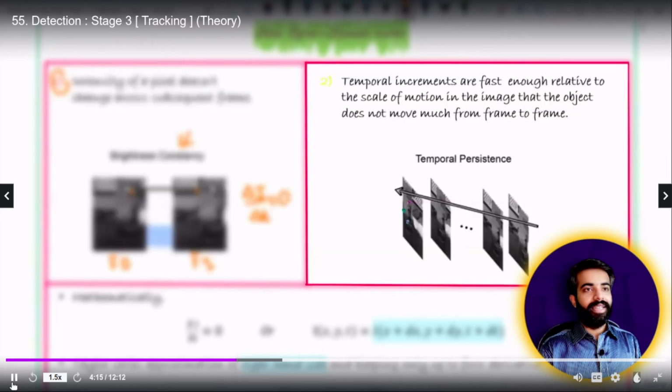The second assumption that he made was that temporal increments are fast enough relative to the scale of the motion in the image that the object does not move much from frame to frame. So if we have 2 consecutive frames, the information is updated so fast that the relative motion of objects between these 2 frames is negligible. So what he said was that a small change in the x or y direction performs negligible change in the intensity of the pixel values.